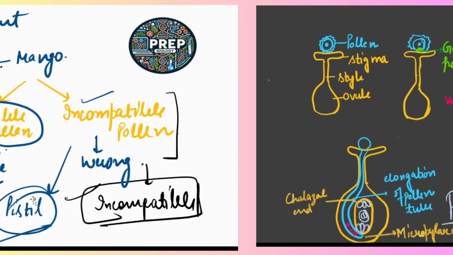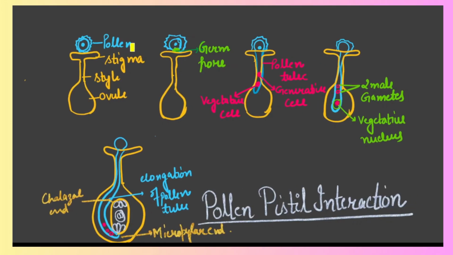Now let's understand this pollen pistil concept with the help of a diagram. If we see this picture, the compatible pollen will land or deposit on the surface of the stigma. This is the stigma, and the pollen will come and land on its surface, the compatible pollen. And the pistil has the ability to recognize the right type of pollen, and the pollen will deposit on the stigma.